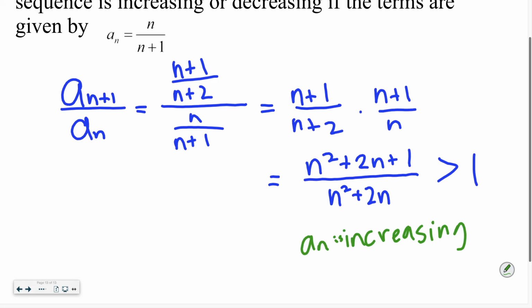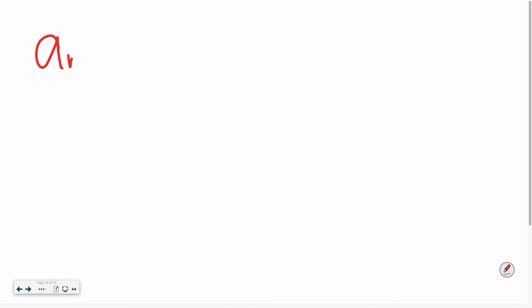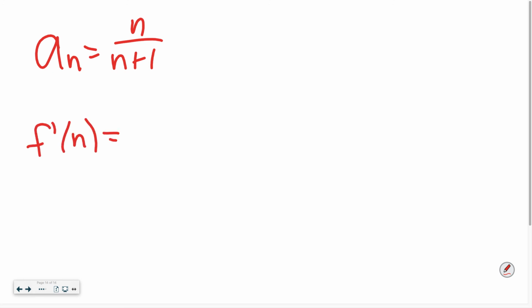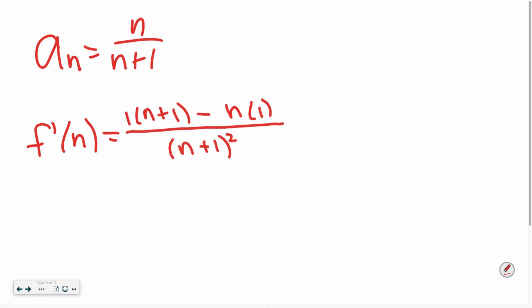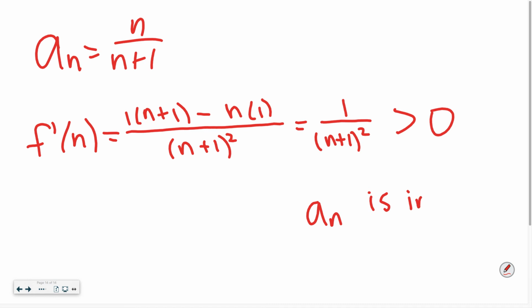We have one more test. What's our other test? The derivative test. So for our derivative test, we would basically take the derivative with respect to n, using the quotient rule. It's like the product rule, but different. It's always going to be positive. And if our derivative is always positive, then we know that our function, or in this case our sequence, is increasing always.